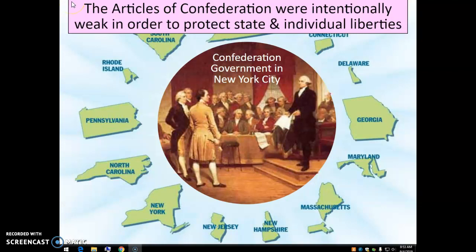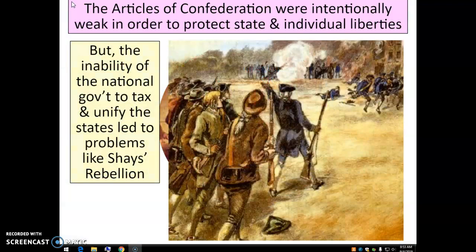So just to set the stage, remember that the government under the AOC was intentionally weak. They wanted to prevent a tyrant, a monarchy in the United States, and it was meant to protect the states and individual liberties. They couldn't tax. It was too daunting to create laws and to amend laws, and the national government was essentially broke. And it took Shays' Rebellion in Massachusetts to show the people that something had to be changed.